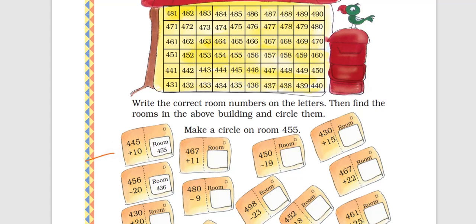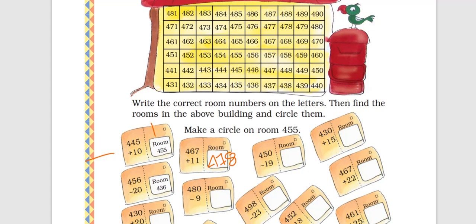Here is an example. 445 plus 10 is 455. That makes sense. 5 ones plus 0 ones is 5 ones. 4 tens and 1 10 is 5 tens. So we have 5 in tens place and 5 in ones place. 4 hundreds as it is, because 4 plus 0 hundreds is 4. So we have 455. Now, similarly, let's solve the other ones. 467 plus 11. 7 ones and 1 ones is 8 ones. 6 tens and 1 10 is 7 tens. 4 hundreds and 0 hundreds is 400.